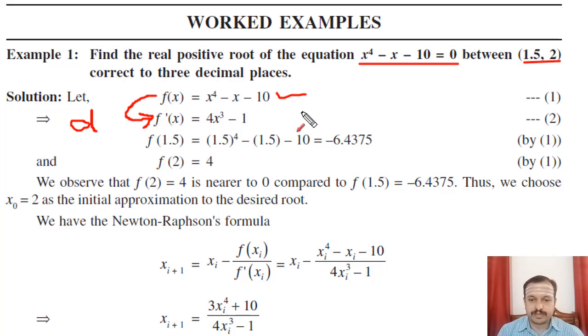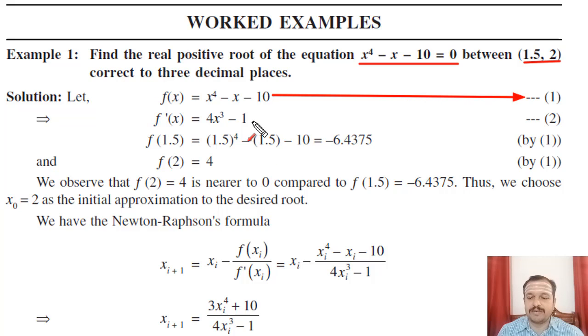Now the given function is to be taken as equation 1 and f dash is to be taken as equation number 2. So we shall use these two equations repeatedly with the new values of x in the formula to get the advanced approximations of x.